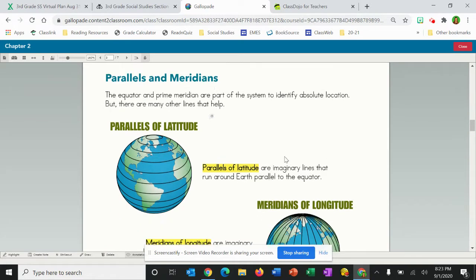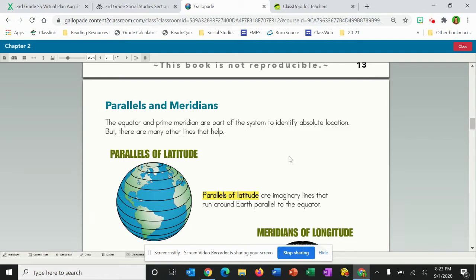And you need to be open to page 14 and 15 in your book, and you're going to read along with me. Once we learn how to annotate in reading class, we'll do a lot of annotating in our books while we are reading together. So we can practice by, if you see me highlighting something, you can underline it in your book. Okay, so let's talk about parallels and meridians. Now these are kind of tricky words to say. That's why I want us to read this together.